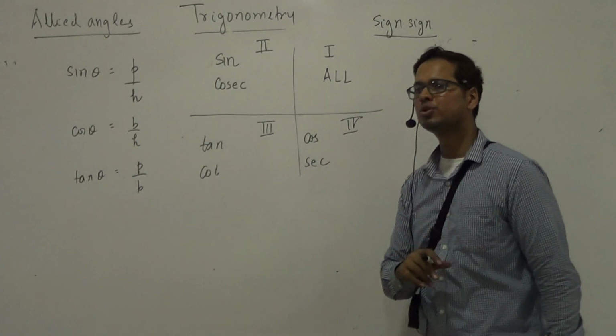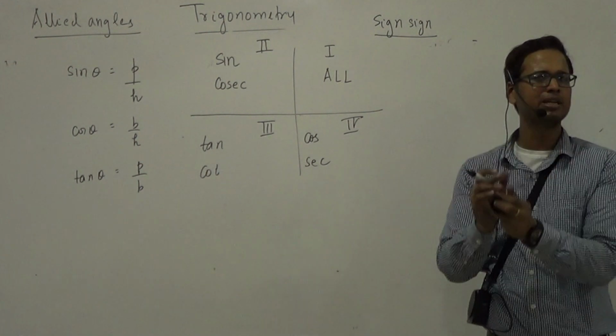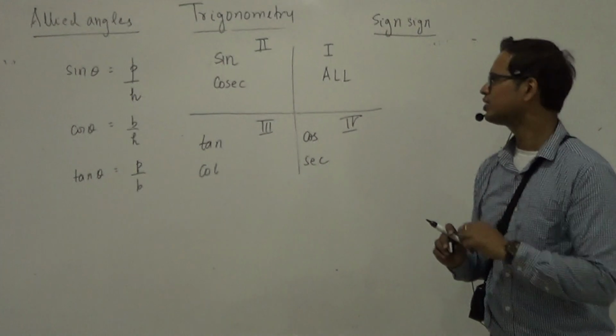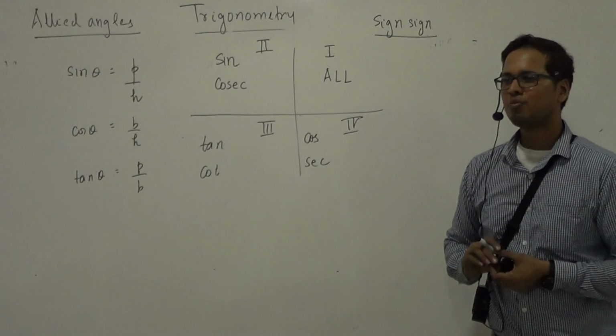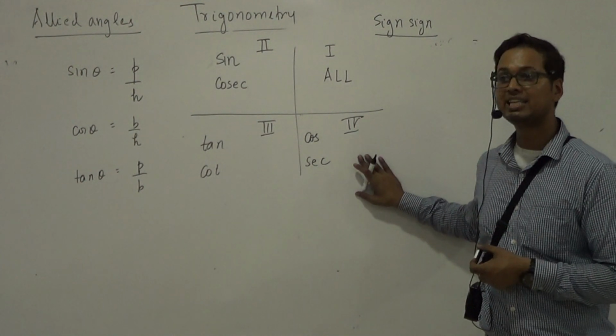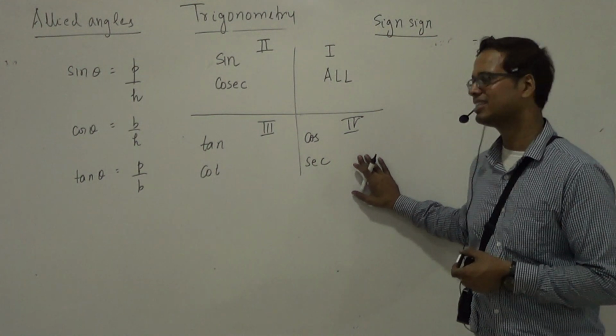So all you need to know is the quadrant in which the angle lies and which trigonometric ratio you are dealing with. Quickly, one question: what will be tan of any angle falling in the fourth quadrant? Negative or positive?